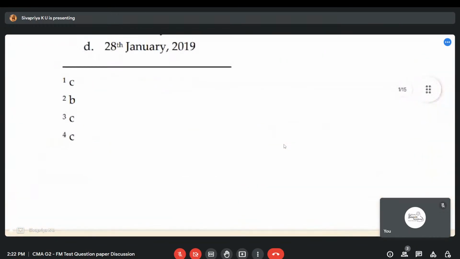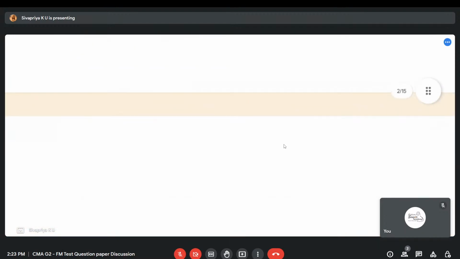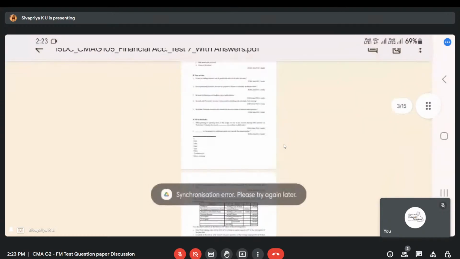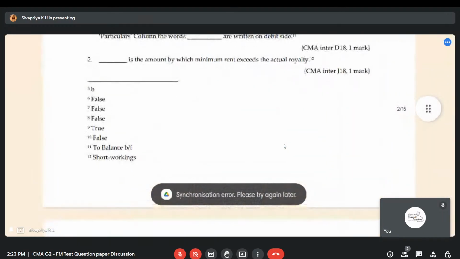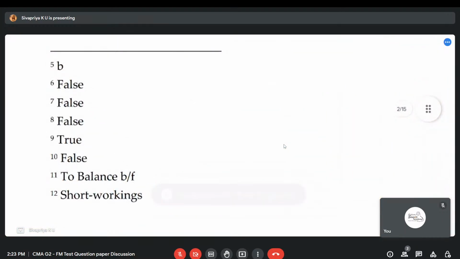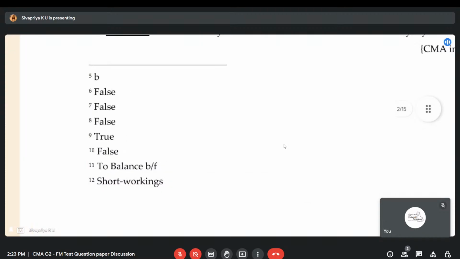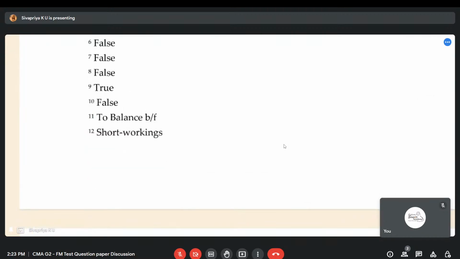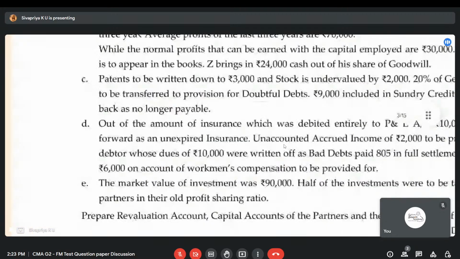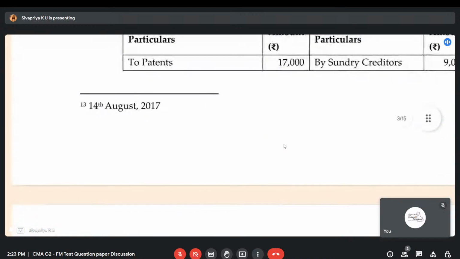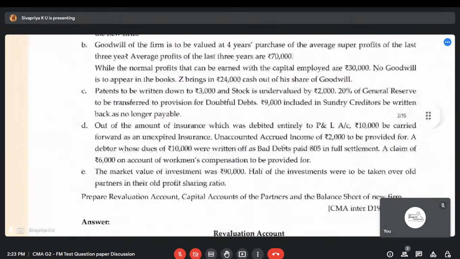Section A 1C, 2B, 3C, 4C. 5B and true or false பொறுத்த வரைக்கும் first false, false, false, true, false. Fill in the blanks. To balance brought forward. Number 2, it is short workings. And number 3, it is 14th August 2017.